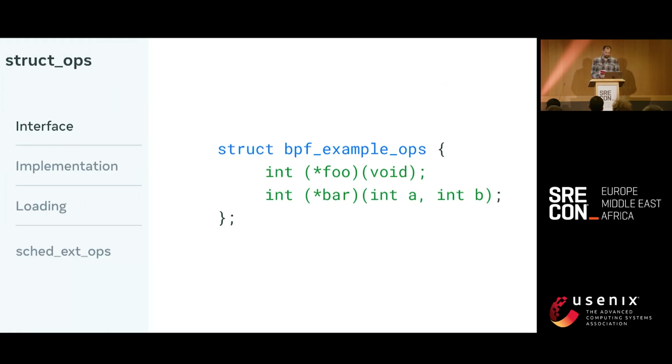Finally, we have struct ops. So what are struct ops? Struct ops are basically a way to implement a function interface in the kernel using BPF. So here we have in blue our struct BPF example ops as our interface, and we have two functions, foo and bar. So you will implement a foo function in BPF and a bar function.